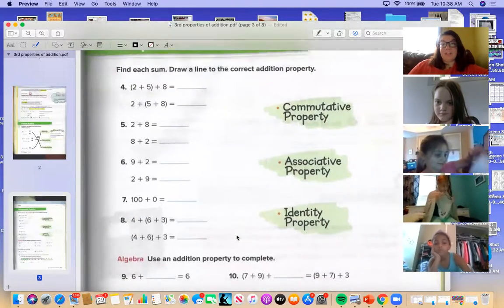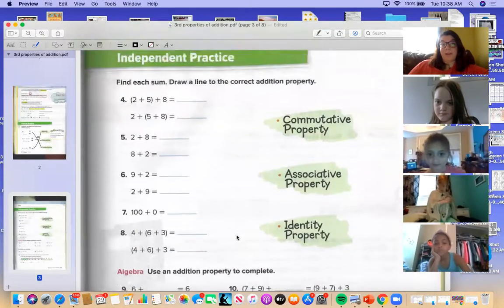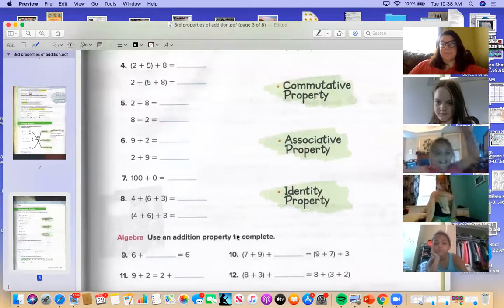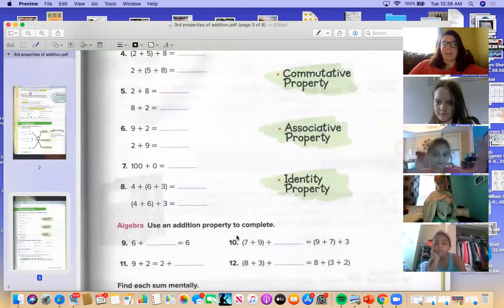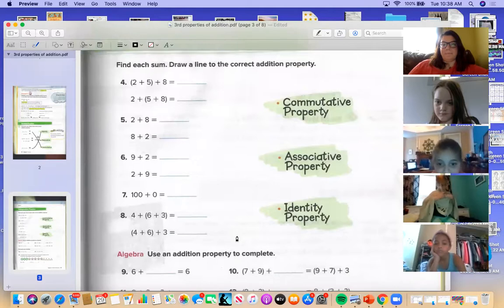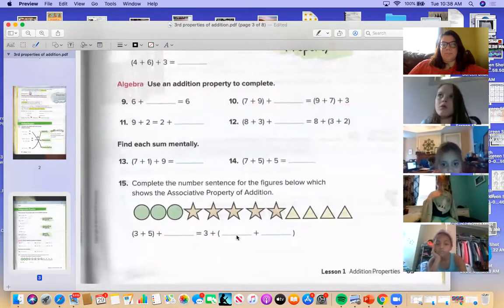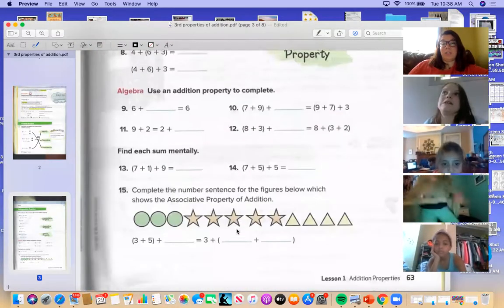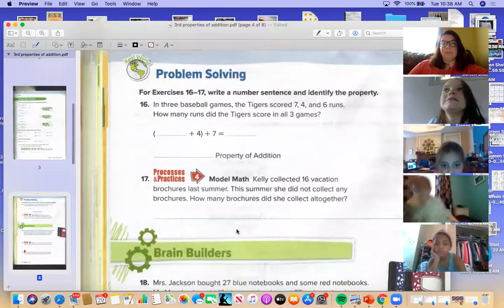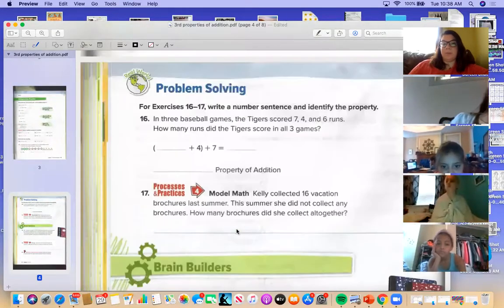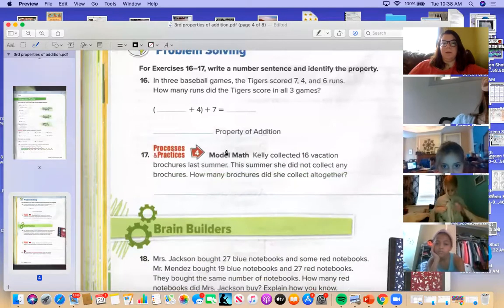So this is going to show up as your follow-up work. You got a page of... I think she froze. She's back, I think. So you're going to have this page to complete, all right? And some problem solving, just word problems. I'll do 16 with you.